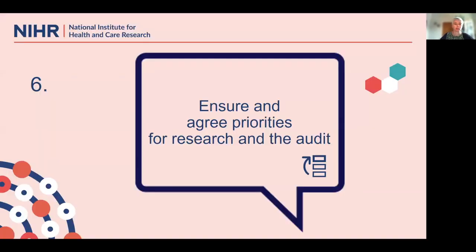Top tip 6, identify shared priorities between the researchers and audit staff to help build relationships for collaboration. It's always good to start with something that you know is going to be a priority for both the audit team and the research team.